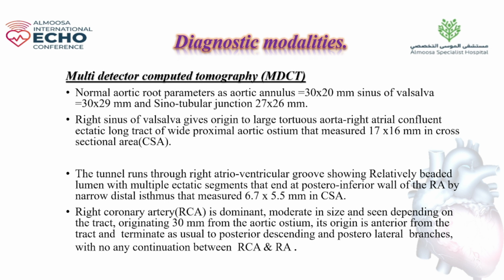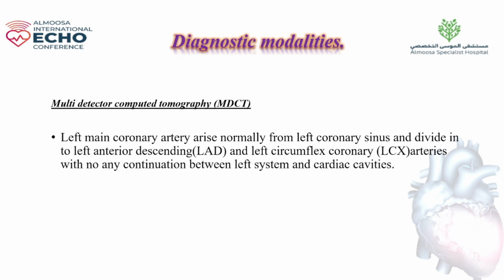The right coronary artery is seen to be dominant, moderate in size, depending on the tract, originating about 30 millimeters from the aortic ostium. Its origin is anterior from the tract, intermittent to the LAD and LCX. The left coronary system is normal, with no continuation between the left system and the cardiac cavities.